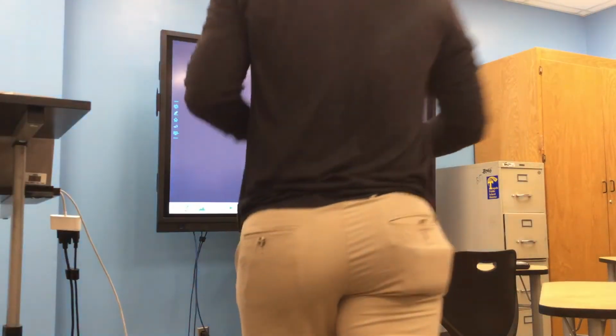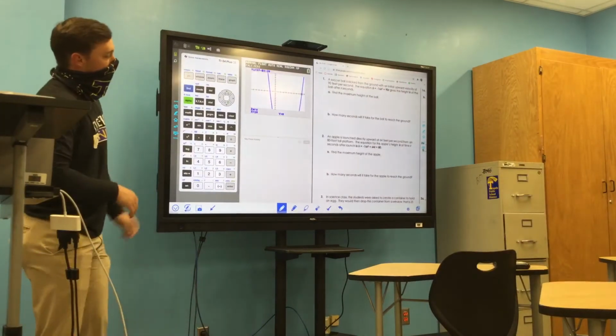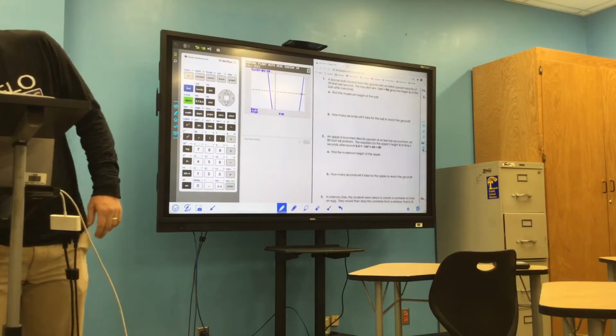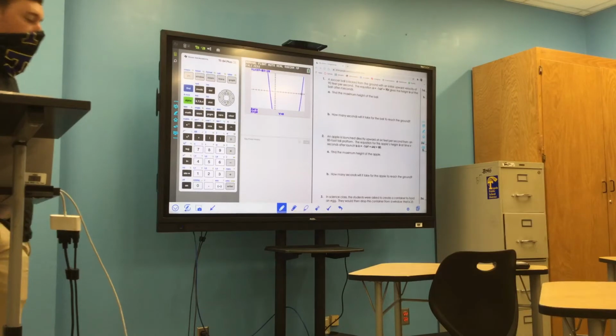All right, so looking at this in context, this is the page that we're on. It should be the very last page, I think, and it says projectile motion. So this is where we're going to be at today. We're going to mess around with the calculator a little bit today as well.